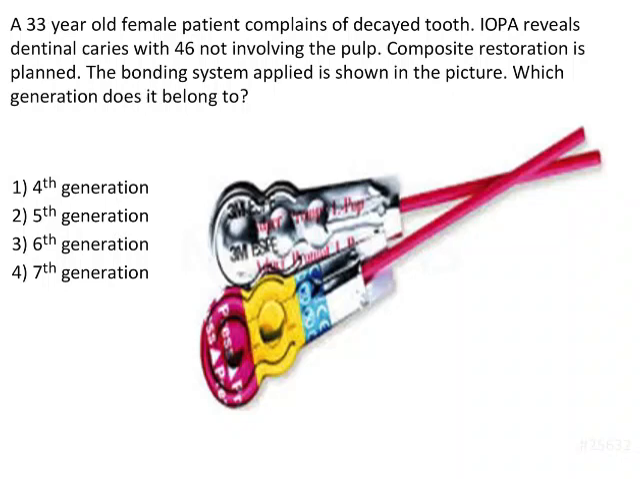A 33-year-old female patient complains of a decayed tooth. Intraoral periapical radiograph (IOPA) reveals dental caries with forceps not involving the pulp. Composite restoration is planned and the bonding system applied is shown in the picture. Which generation does it belong to?